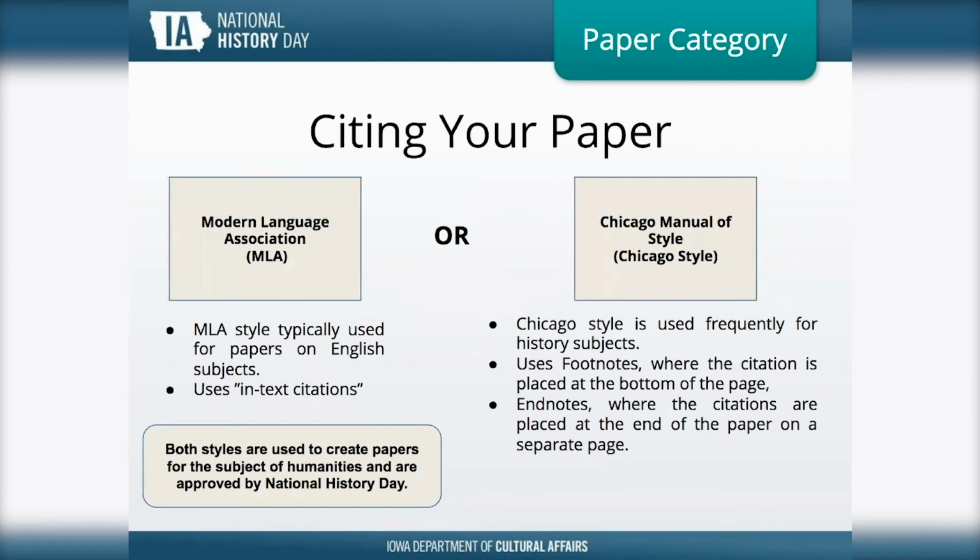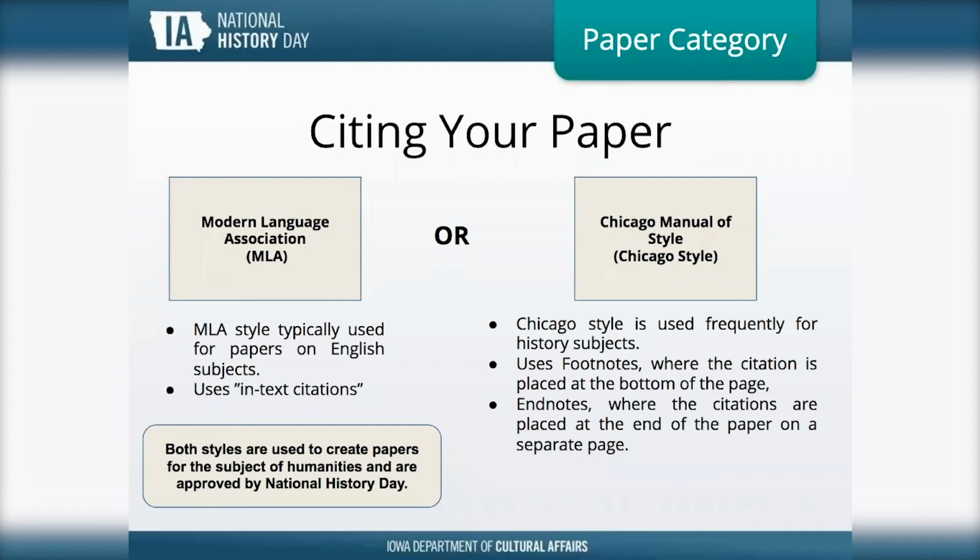So we're going to touch on citing the paper and the annotated bibliography. Both of these styles are allowed with the National History Day program. The first one is the Modern Language Association, better known as MLA, or the Chicago Manual of Style, or Chicago Style. MLA is typically used for papers on English subjects, and they use in-text citations. It is pretty popular at the middle school age level and in lots of the other categories. But what I've seen more preferred in papers is the Chicago style. But once again, both citation styles are allowed in any National History Day project.